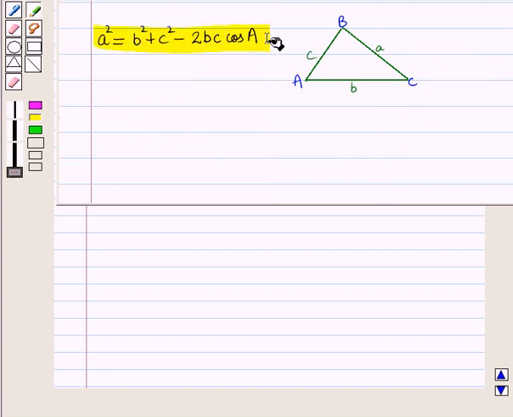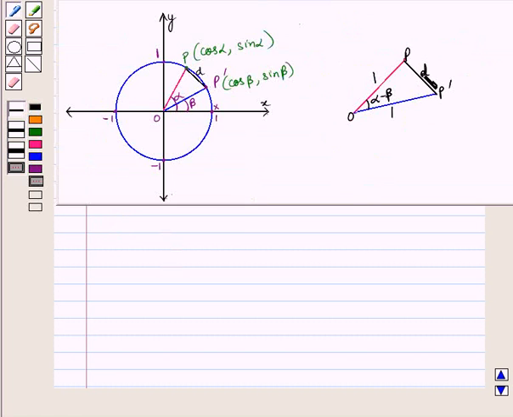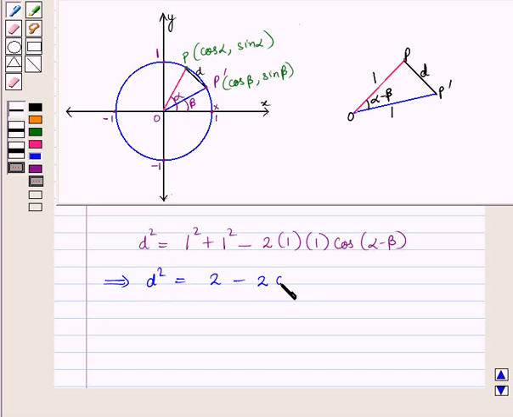Now using this law, we have D square is equal to 1 square plus 1 square minus 2 into 1 into 1 into cos of alpha minus beta. And this implies D square is equal to 2 minus 2 cos of alpha minus beta.